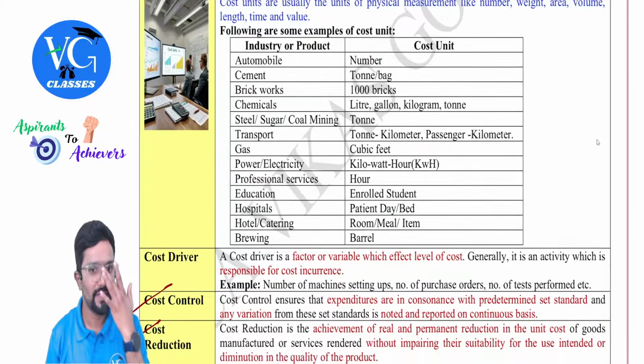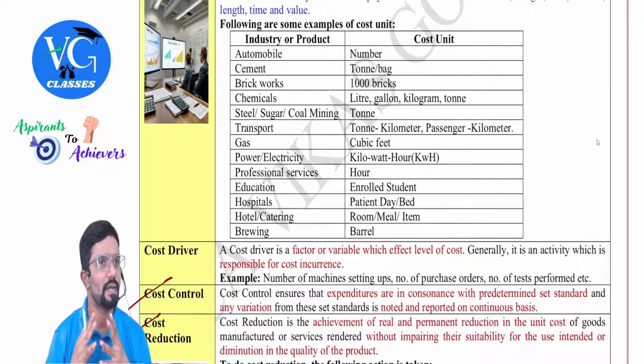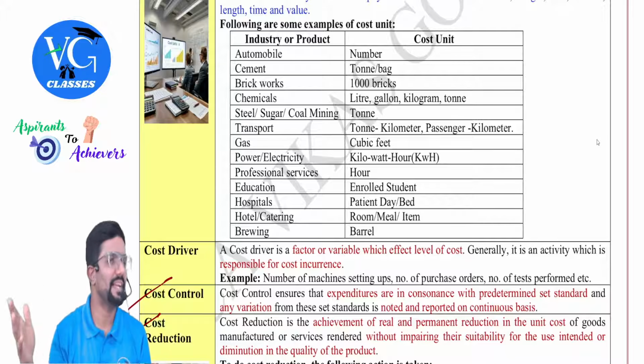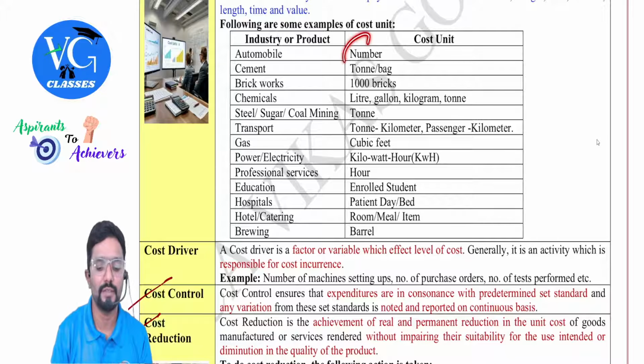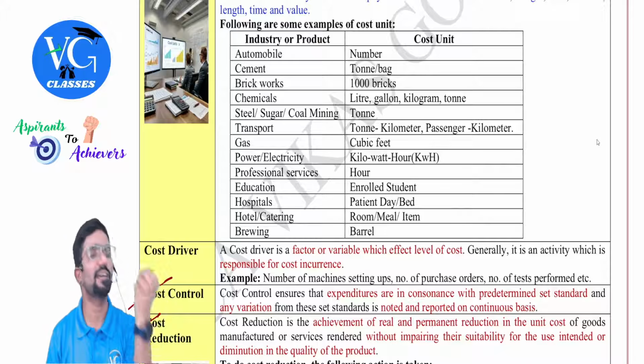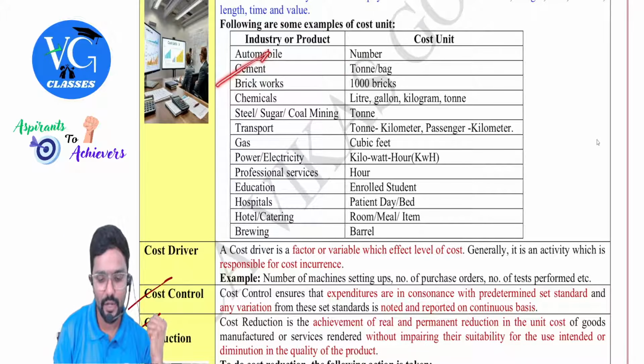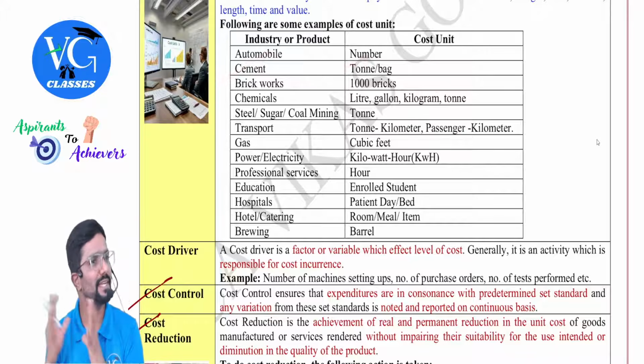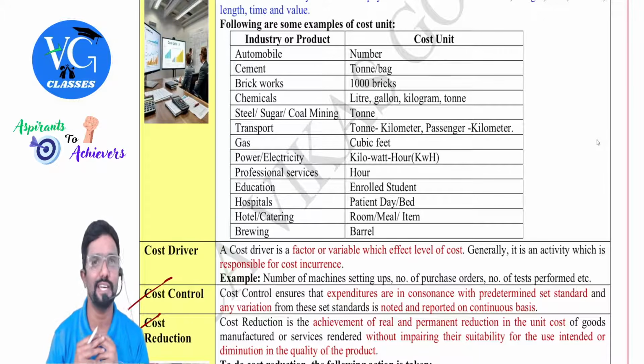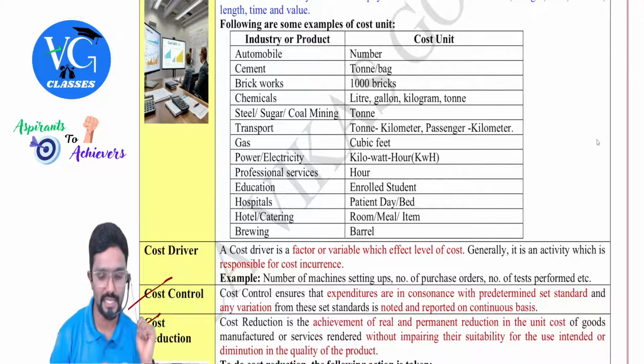First, automobile: number. Sir, automobile means per car, per vehicle like that. That is why I have written number. So it can be per car, per bicycle, or even per vehicle, or per two-wheeler. Then cement, it is always per ton or per bag. Don't write per kg and all. That is not an industry standard.